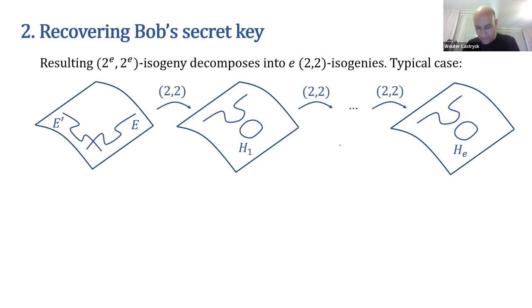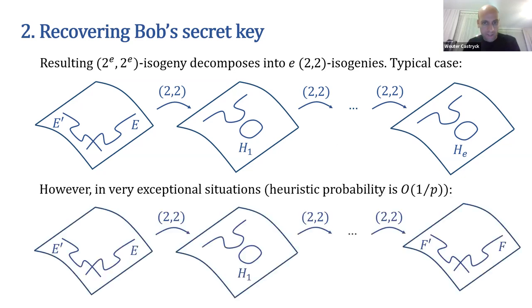Okay, so this is the expected picture. However, in very exceptional situations, and the heuristic probability is about 1 over p, I will explain that in a second, you might encounter a product of elliptic curves along the way. For instance, in the last step, you might encounter a product of elliptic curves. Why is this heuristic probability about 1 over p?